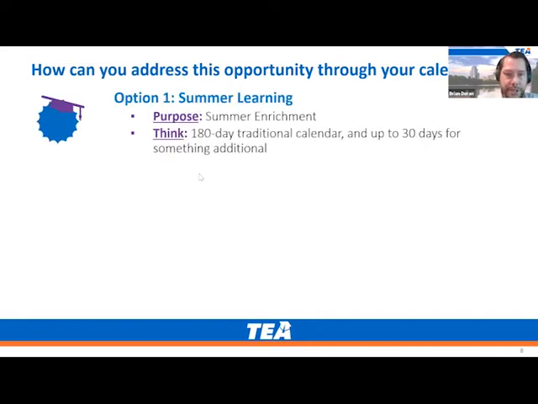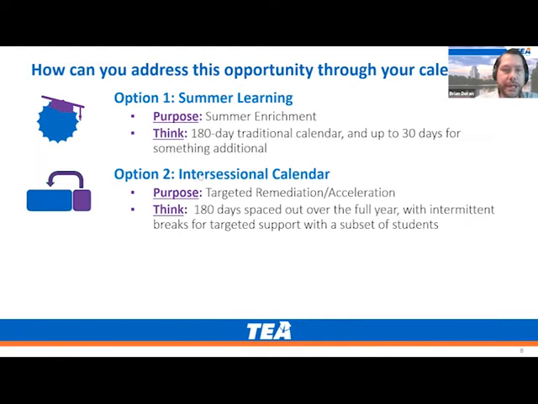So the first opportunity is summer learning. This is relatively straightforward. This is summer enrichment or remediation or acceleration over the course of up to 30 days over the course of the summer. The second opportunity is an intersessional calendar, where you're focusing on targeted remediation and acceleration. However, these days are spaced throughout the course of the year in potentially week-long chunks, and you're able to really support those students real time.